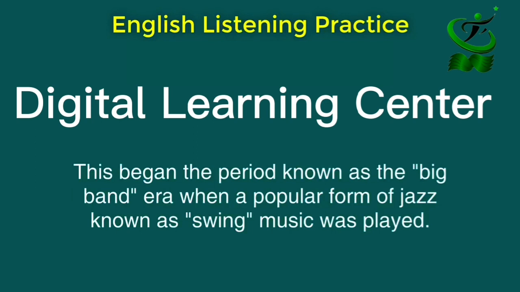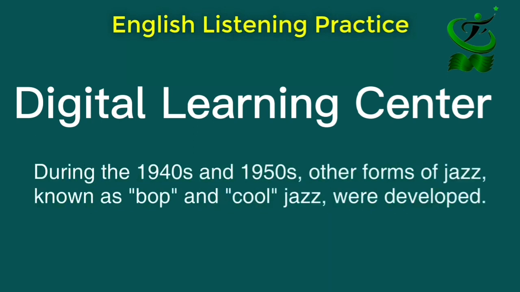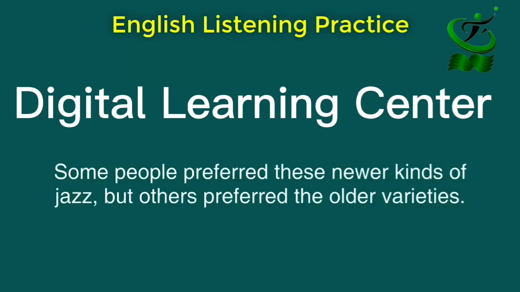This began the period known as the Big Band era, when a popular form of jazz known as swing music was played. During the 1940s and 1950s, other forms of jazz known as bop and cool jazz were developed. Some people preferred these newer kinds of jazz, but others preferred the older varieties.